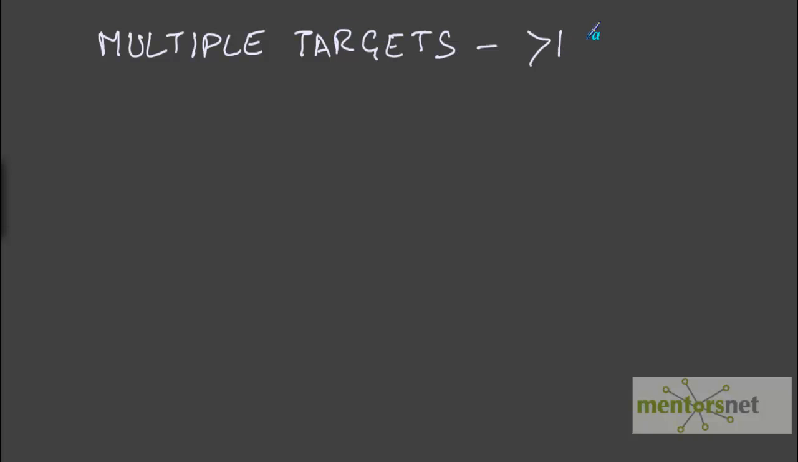Last class we have seen how to load into multiple targets using one pipeline. Now let's see how to load into multiple targets using more than one pipeline. So the diagram looks like this.